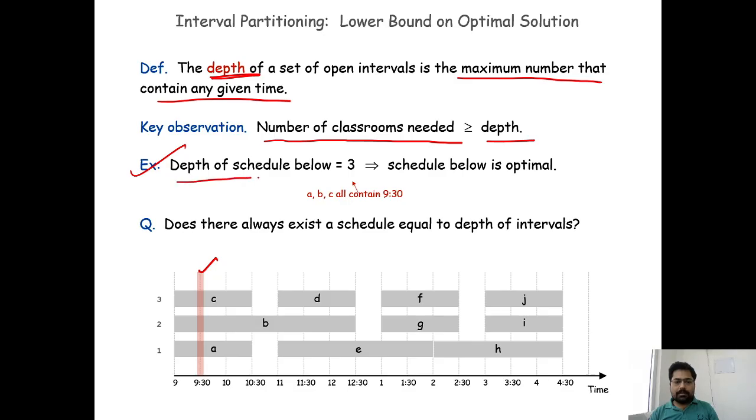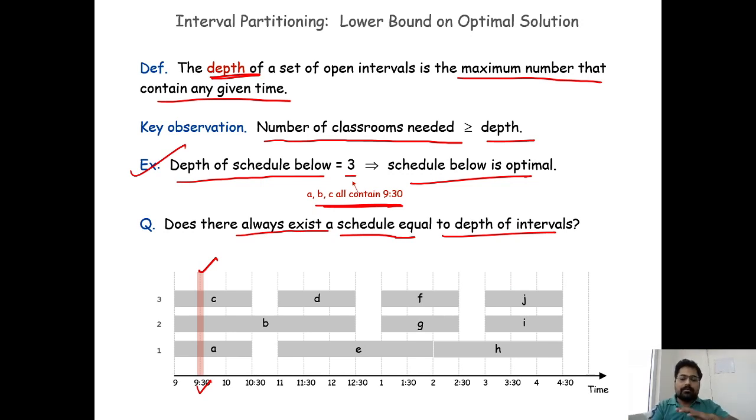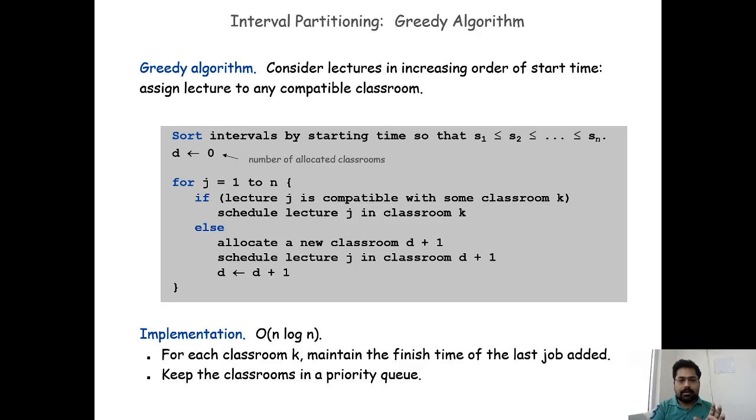For example, the depth of the schedule below is 3, ABC at 9:30, here you can check. So the schedule below is optimal. We can say the depth we are finding is optimal. Whether it is correct or not, does a schedule equal to the depth of the intervals always exist or not? To check that, we found an algorithm. That is what we discussed here.